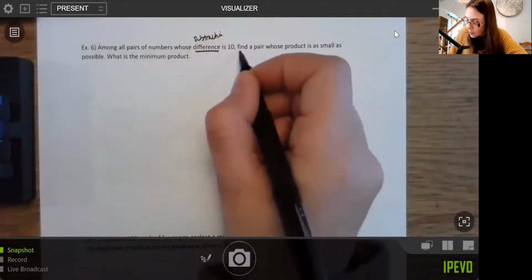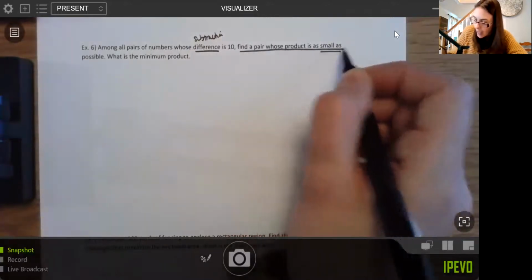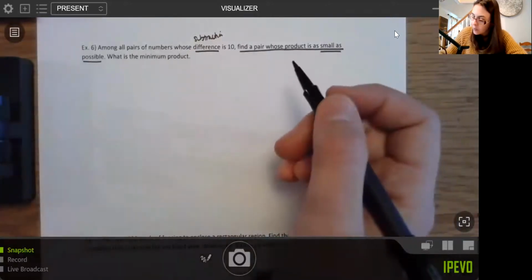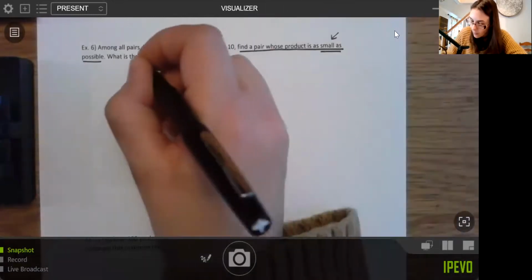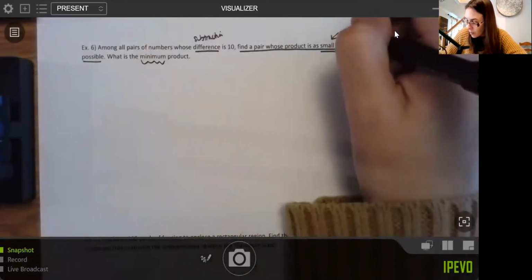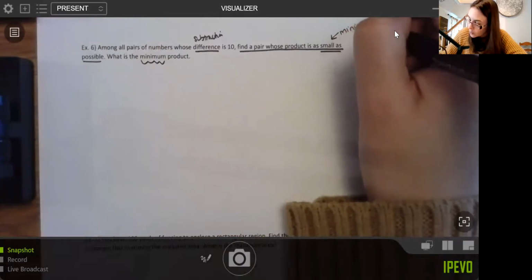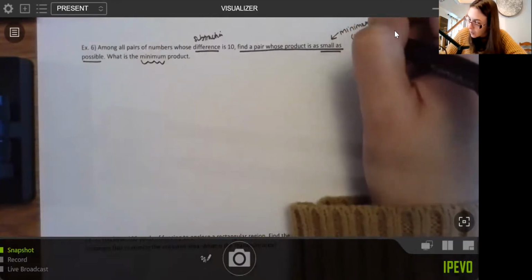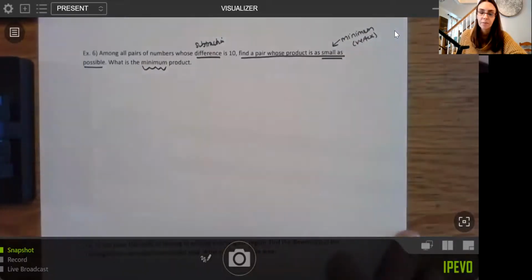Find a pair whose product is as small as possible, right? So small, it says it right here, minimum, right? So if you hear that word minimum, and we know we're doing quadratics, you really need to figure out that quadratic so you can find your vertex.